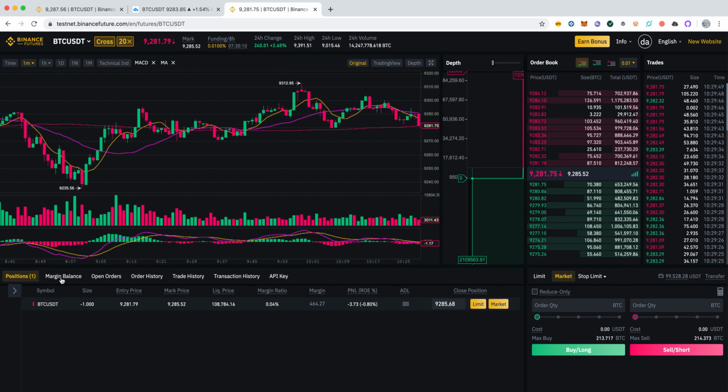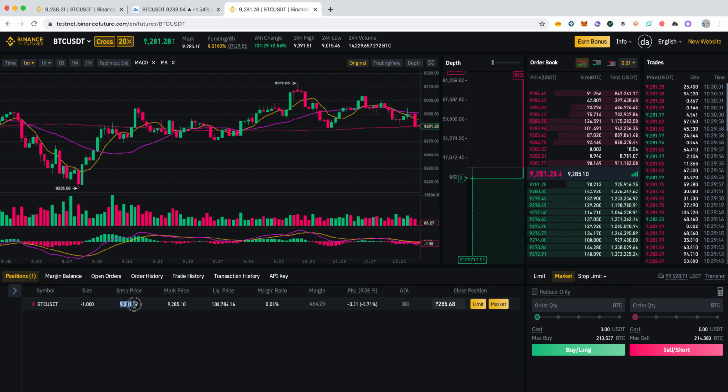Now I see this position open. As I told you, this is the size, the one Bitcoin. This is the price at which it was executed. This is the current market price, which refers to, for example, the value on the spot market on Binance USDT. We are in the futures market. This is my liquidation point, but why?